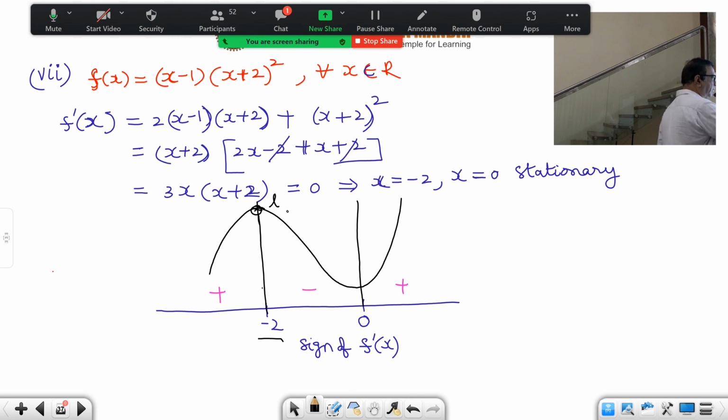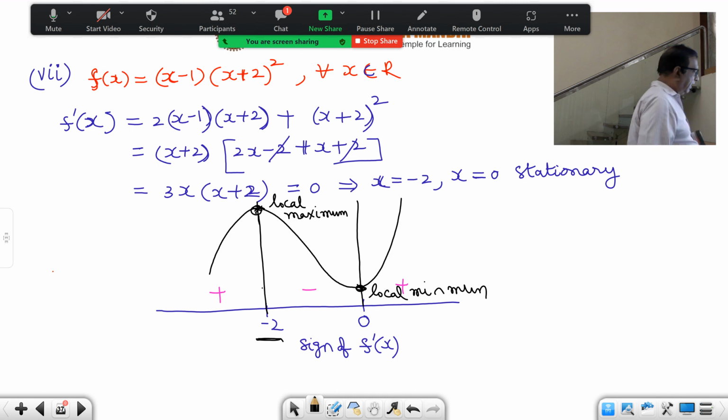So therefore x is equal to minus 2 is a point of what? Local maximum or local minimum? Maximum. Yeah, that maximum. x equal to minus 2 is a point of local maximum. At x equal to 0, it is a point of local minimum. That we have to write clearly. At the end of the question, the answers must be written clearly. x is equal to minus 2 is a point of local maximum, and x equal to 0 is a point of local minimum. Local maximum value means f of minus 2 you have to calculate.